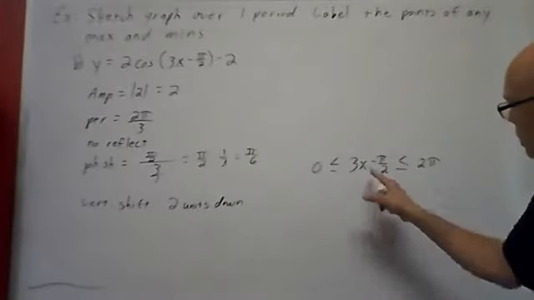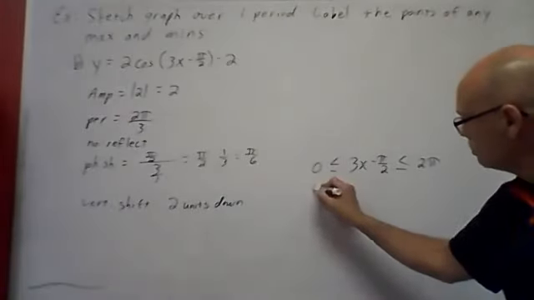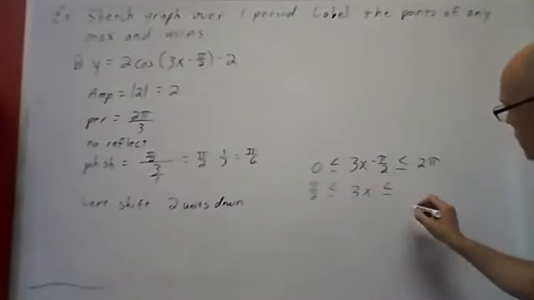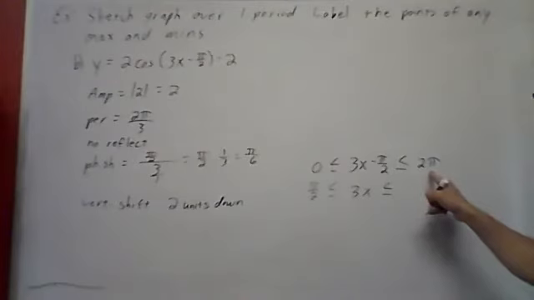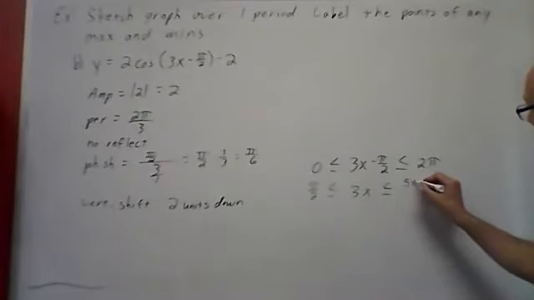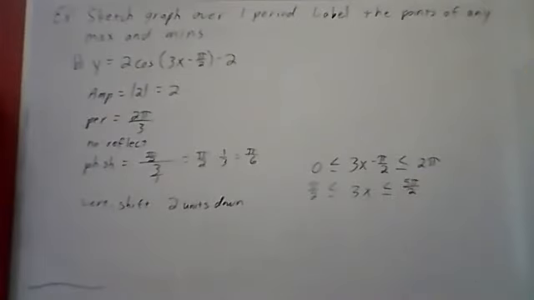What if I add pi over 2 to each side? I get pi over 2 is less than or equal to 3x, which is less than or equal to 2 pi plus pi over 2. What's 2 pi plus pi over 2? Oh, that's 2.5 pi, right? Or I could say 5 pi over 2.